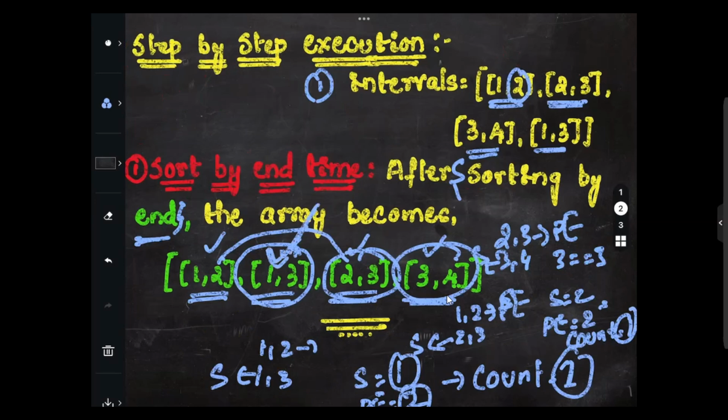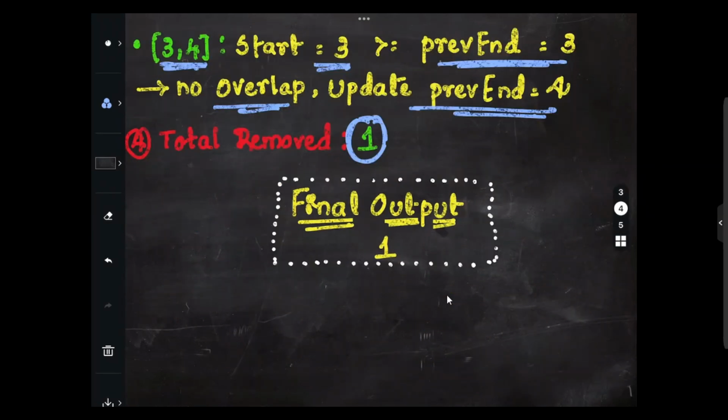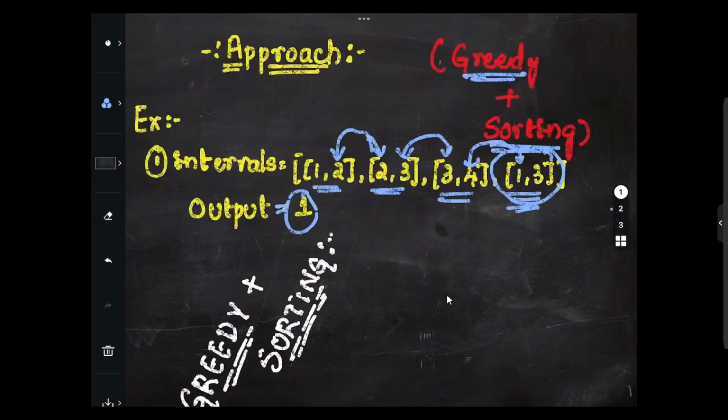So because the start and the previous end were not the same, we were able to remove only one interval. So what we need to return as output is the same thing, 1. The final output that we got here is 1, which is equivalent to the output given for the first example in the question. In this case also we have got 1, so the approach works absolutely correctly.